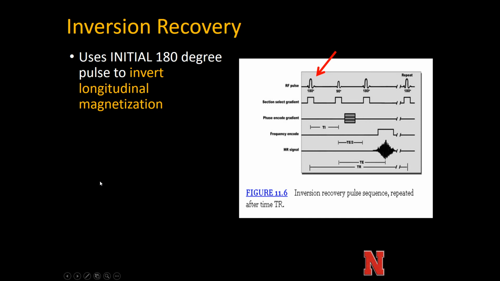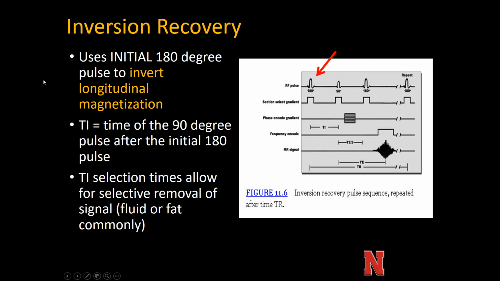So what are inversion recovery sequences? They are easy to identify because they start off not with a 90-degree pulse, but with a 180-degree pulse. It uses an initial 180-degree pulse to invert the longitudinal magnetization. And it introduces another changeable parameter, the TI. So that's the time to inversion. It's the time of the 90-degree pulse after a 180-degree pulse.